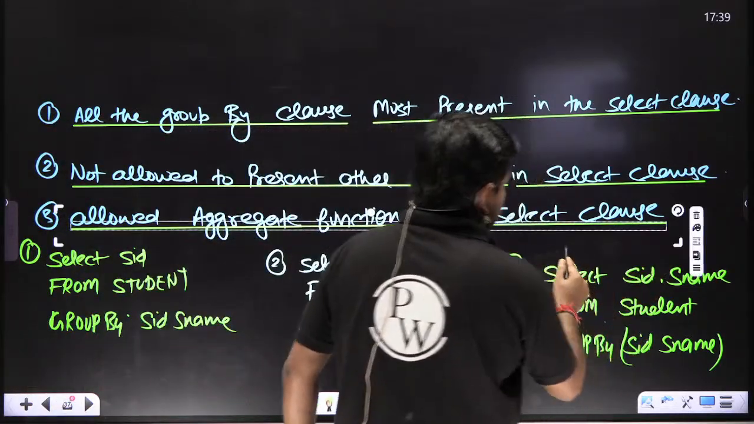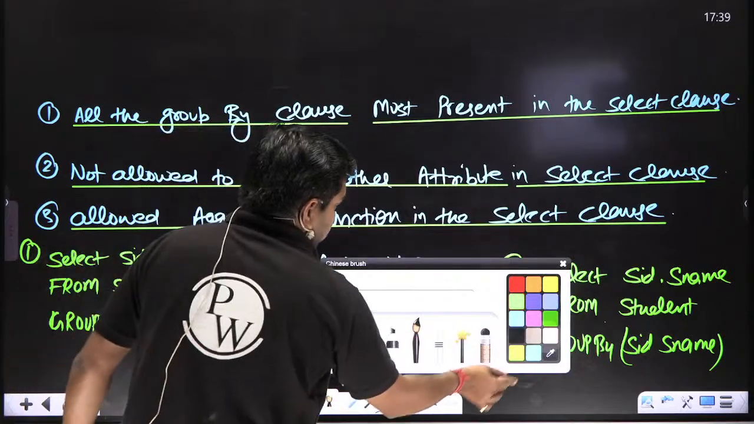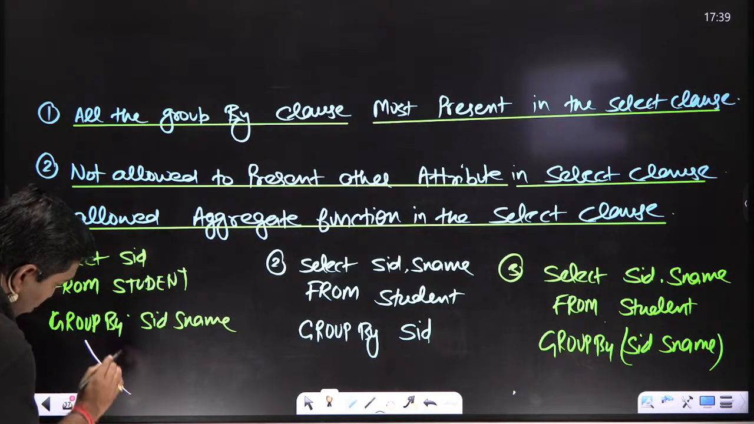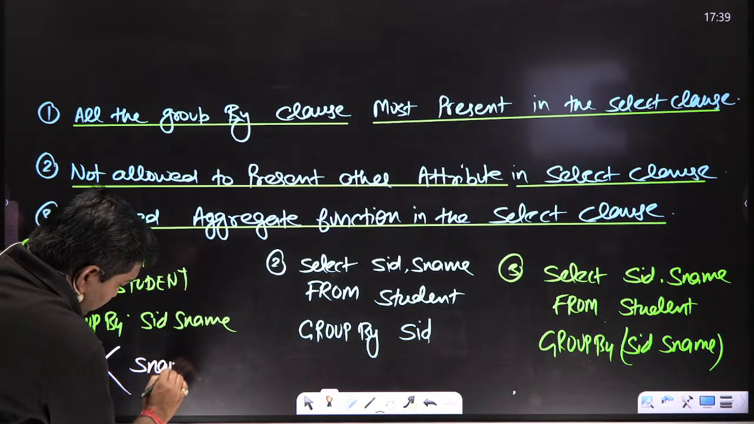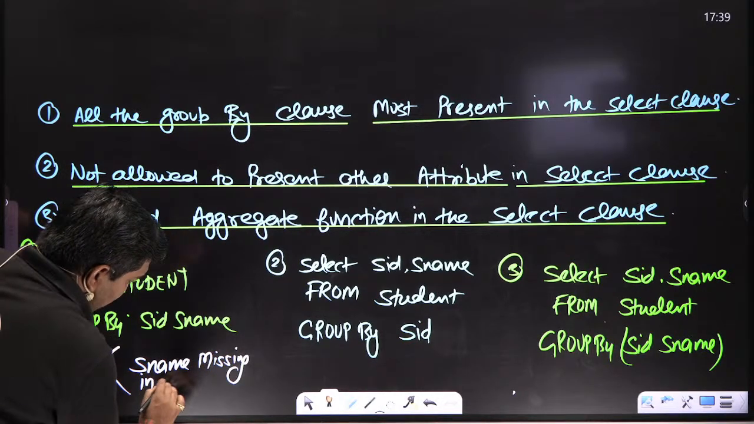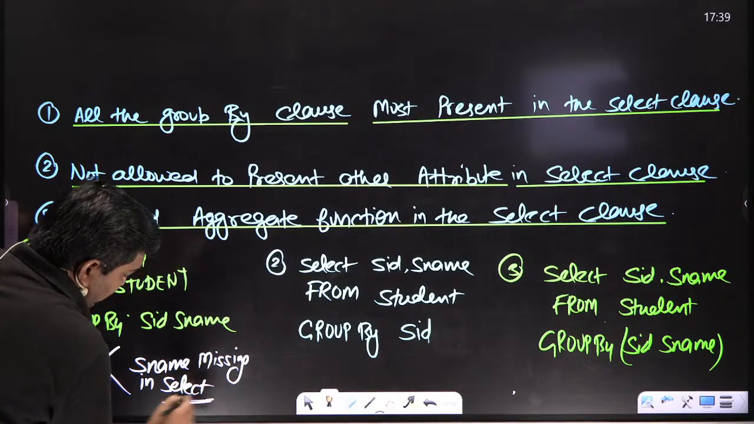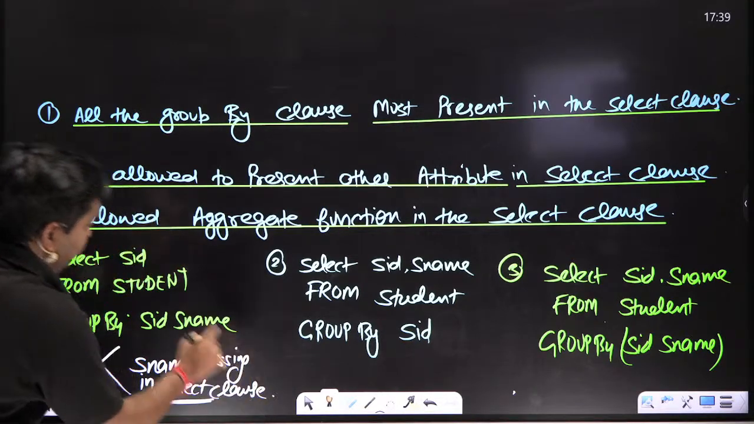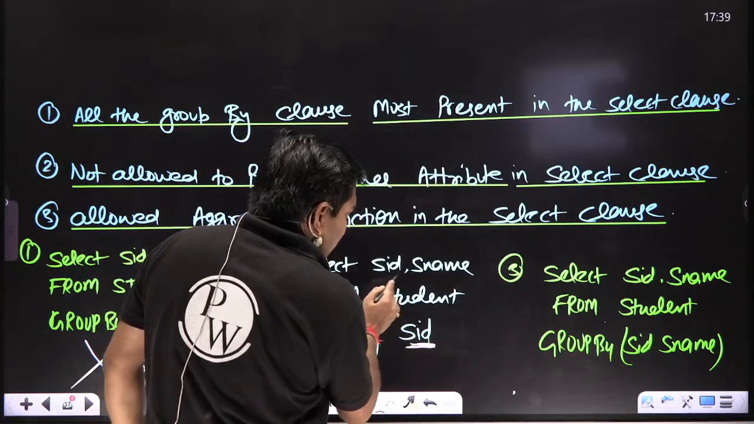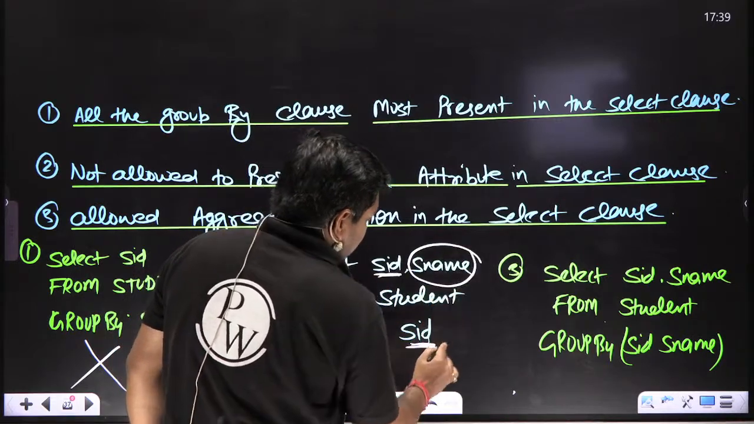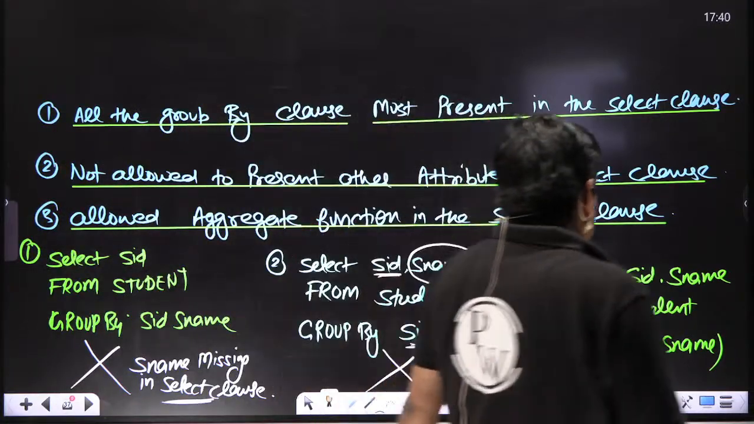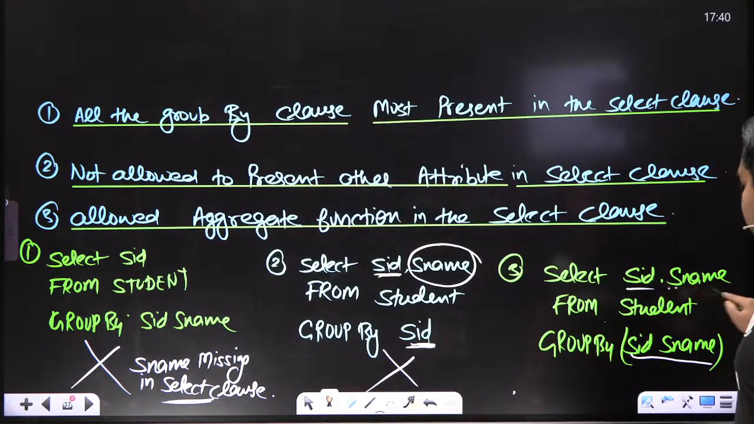Okay, now listen carefully bachcho. Here select SID from student group by SID, S name. This is wrong. Why? S name is missing in select clause, because all the attributes which are present in group by must be present in select clause. Second, here you did the group by SID, that is okay, but the other attribute is wrong. But this is a very good concept, believe me. Here group by SID, S name, yes, this is correct.